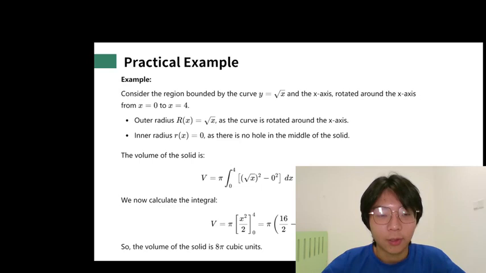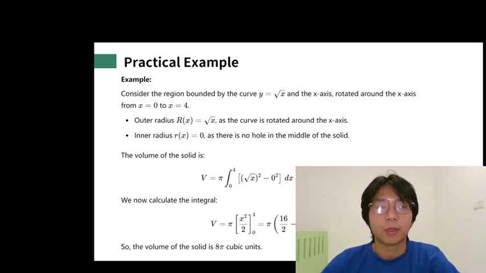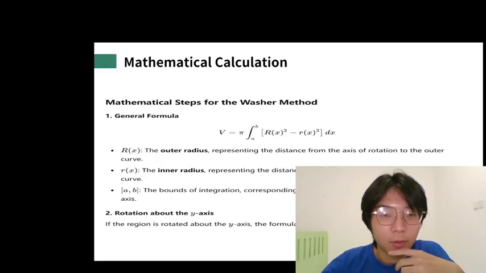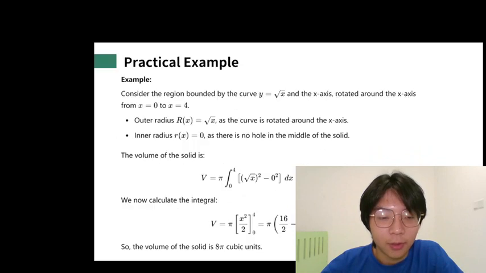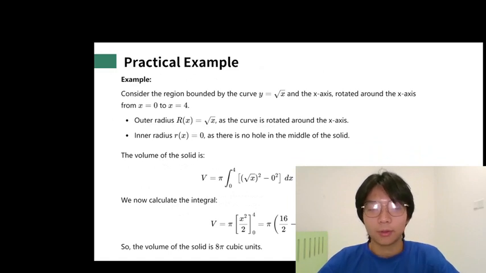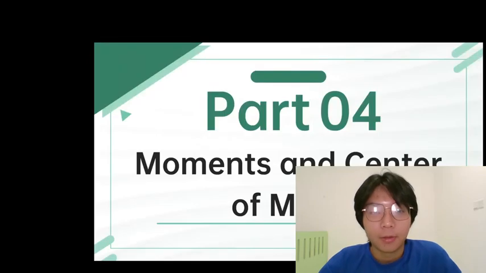The volume of the solid: if we take this data into the formula and calculate, the limits of integration are x equals 0 to x equals 4, and then we calculate that the result equals 8 pi. So the volume of the solid is 8 pi cubic units. And the last part: moments and center of mass.